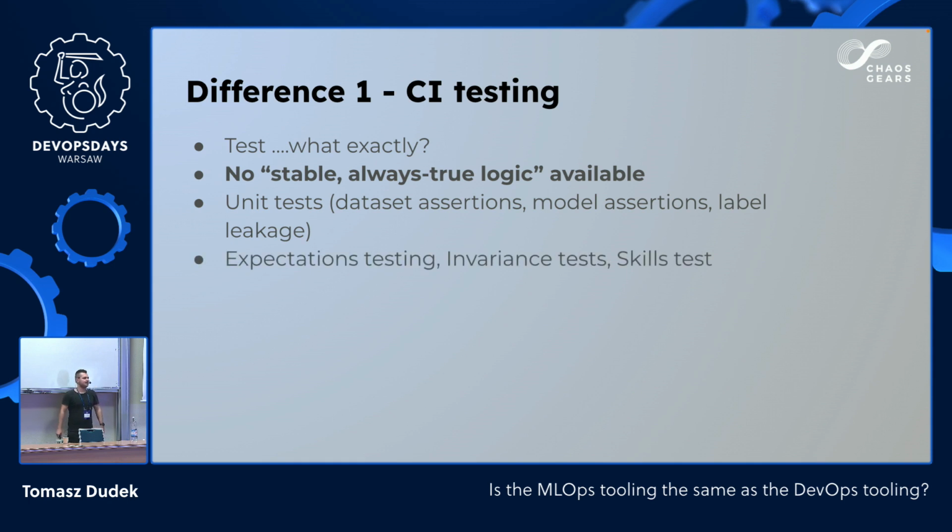There are some techniques such as expectations testing, invariance tests, skills tests. I'm not going to walk you through this because they are quite novel in fact, but this is generally speaking a green area in machine learning, because people found out that we've got tests in usual systems, so we should be doing that in machine learning as well.